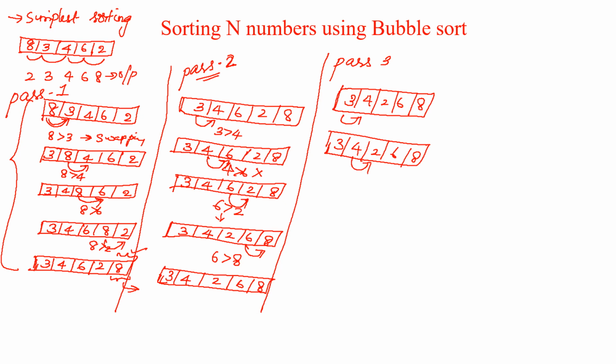Next 4 and 2 will be compared, right? As 4 is greater than 2, right? So there will be swapping. So 3, 2 will come here, right? 4, 6 and 8. Now next two elements will be checked.